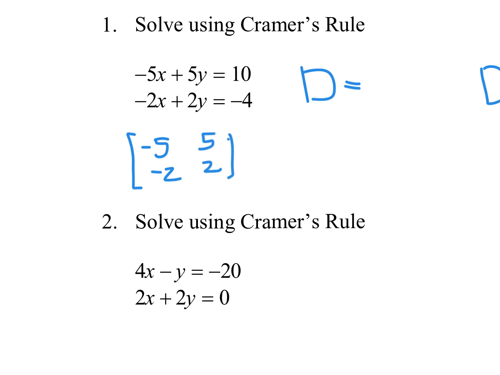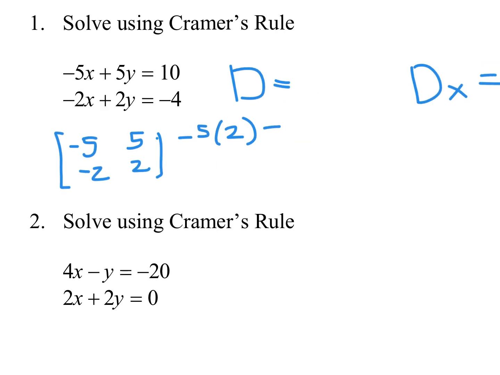So how do you find the determinant of a 2 by 2? It's just a times c... so -5 times 2 minus b times d. So 5 times -2. What's -5 times 2? -10. Minus, what's 5 times -2? -10. And then what's -10 plus 10?